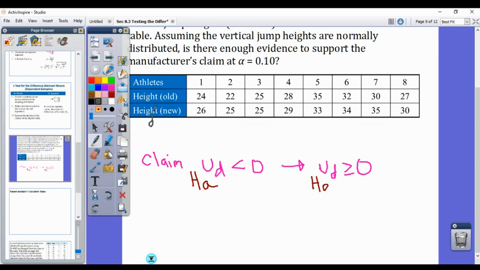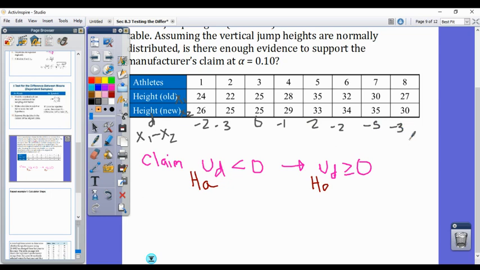So a difference is going to be x1 minus x2. In this case, this is x1 and this is x2. So I'm going to go ahead and calculate the difference. I'm going to do 24 minus 26. So I'm going to get -2, -3, 0, -1, 2, -2, -5, and -3.